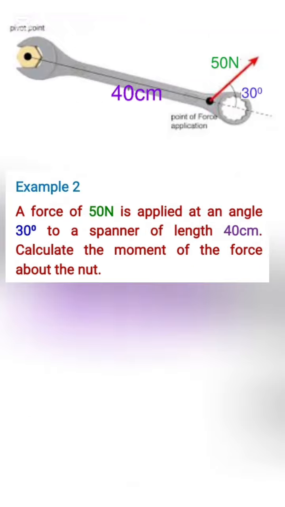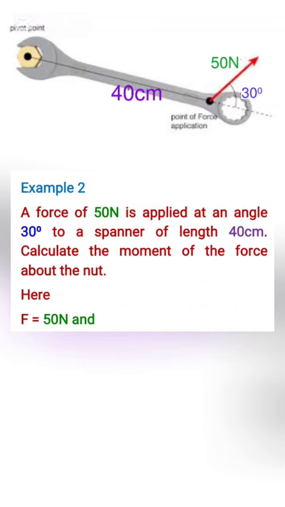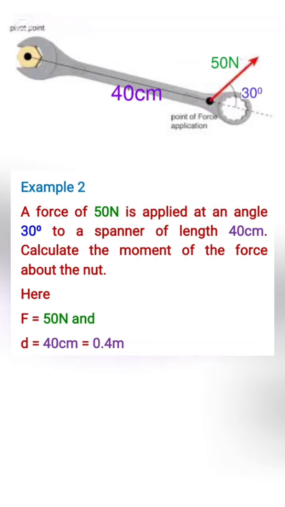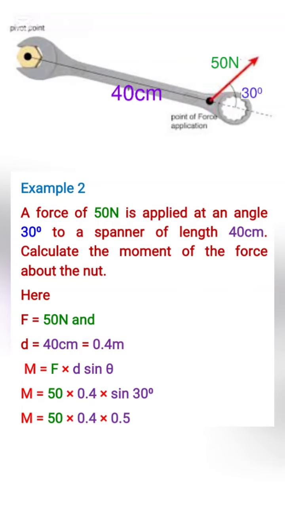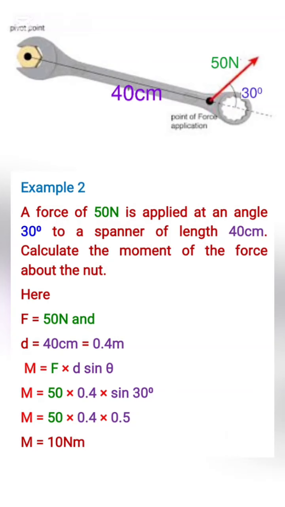Example 2. A force of 50 Newton is applied at an angle of 30 degrees to a spanner of length 40 cm. Calculate the moment of the force about the knot. Here, F = 50 Newton and d = 40 cm, which is equal to 0.4 meters. M = F × d × sine theta. M = 50 × 0.4 × sine 30 degrees. M = 50 × 0.4 × 0.5. M = 10 Newton meter.